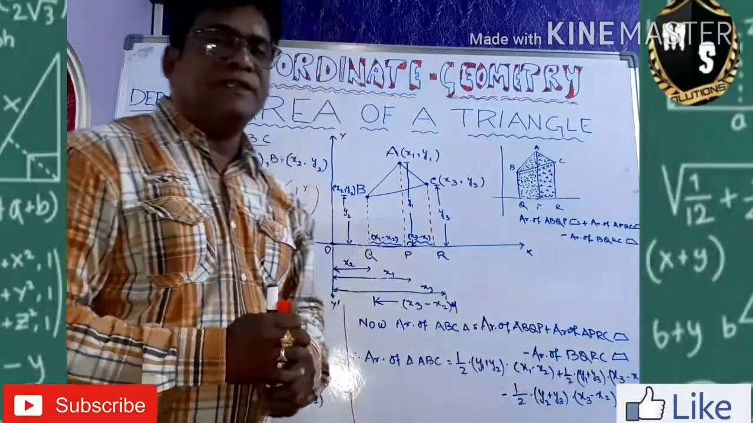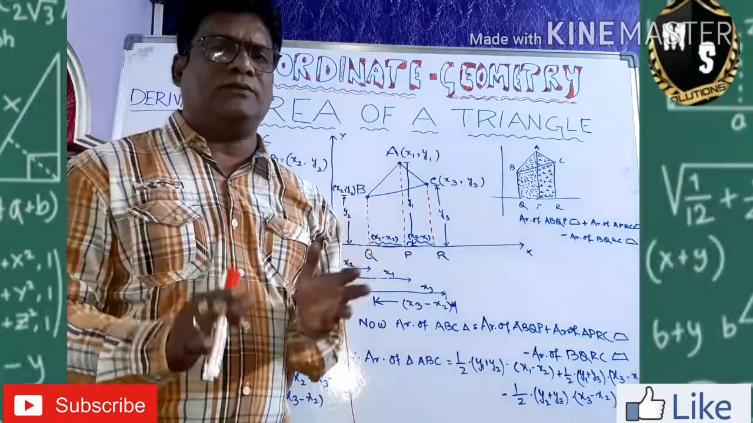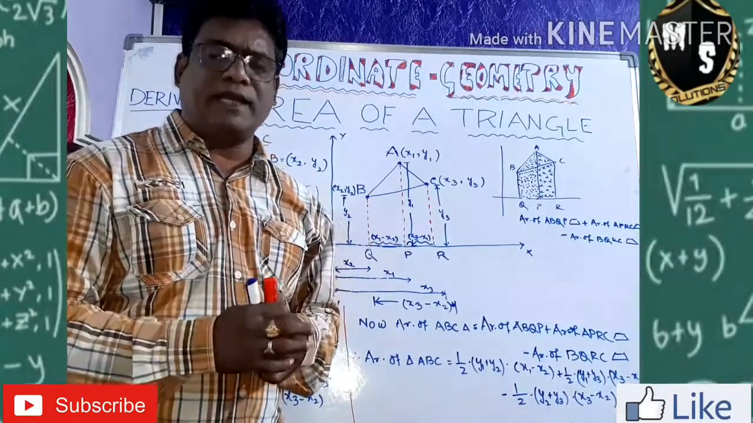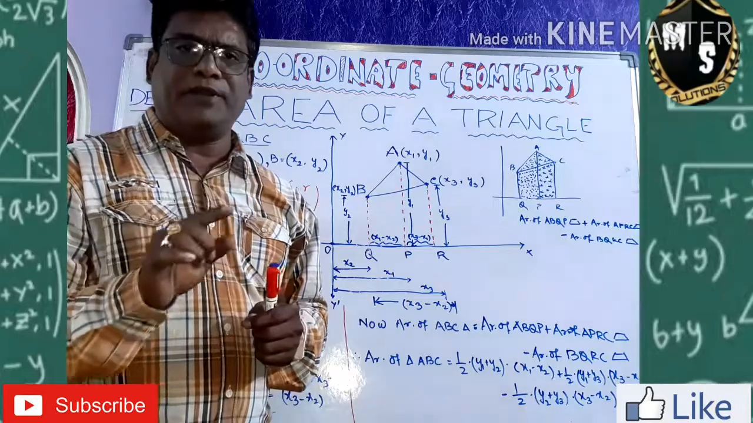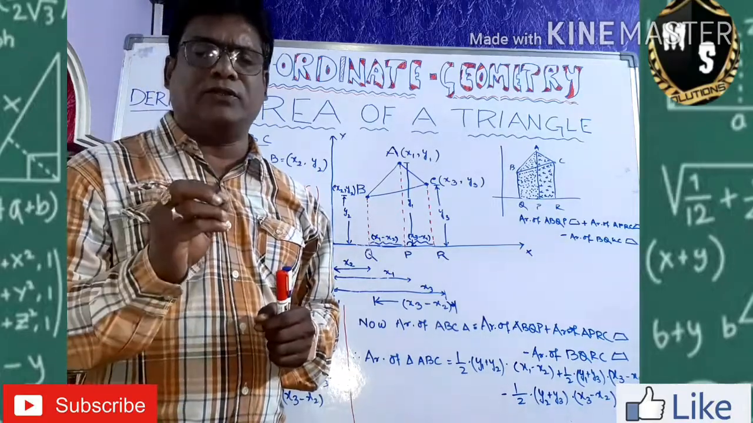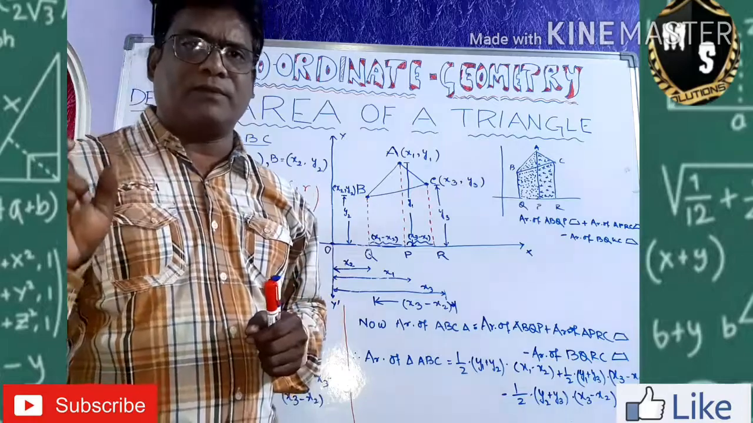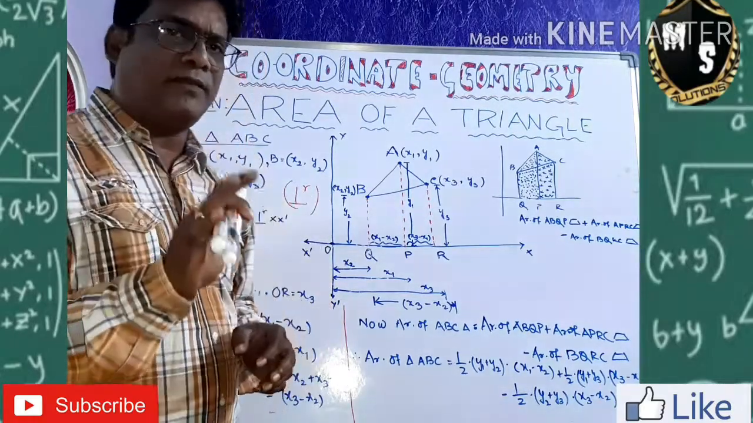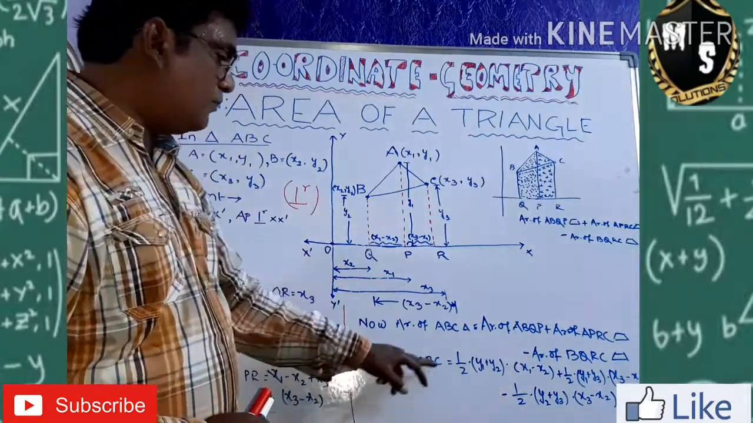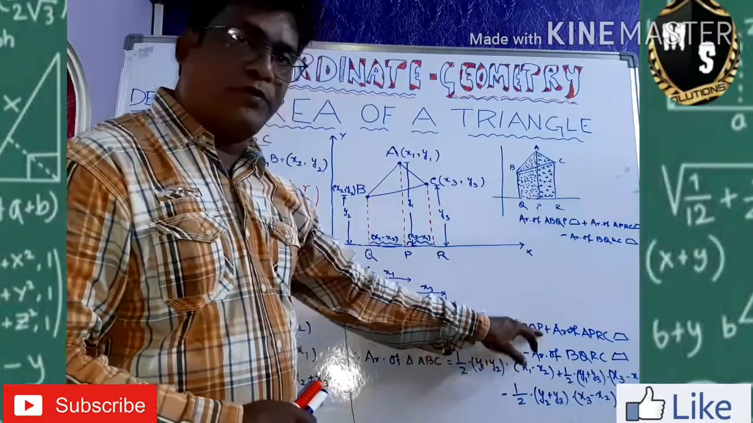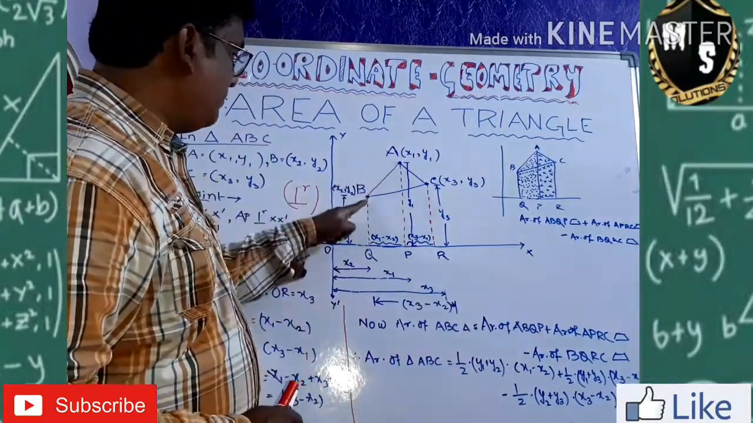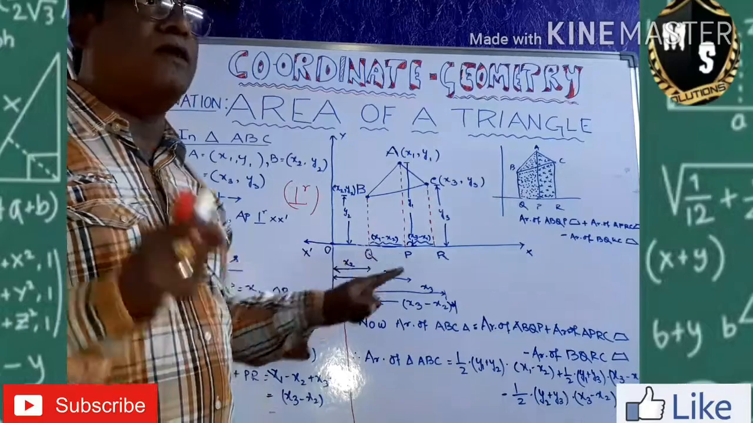Now one thing you have to know: what is the area of a trapezium? Area of the trapezium is half into height into sum of the parallel sides. Half into height into sum of the parallel sides. See, one by one I am putting it. What is the area of trapezium ABQP?